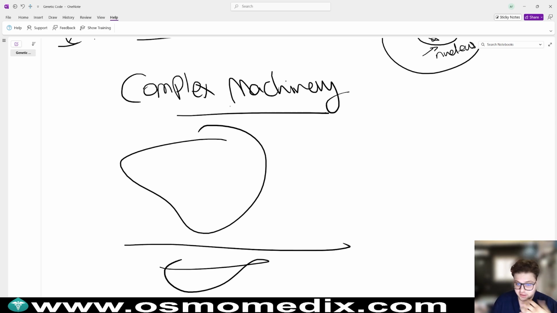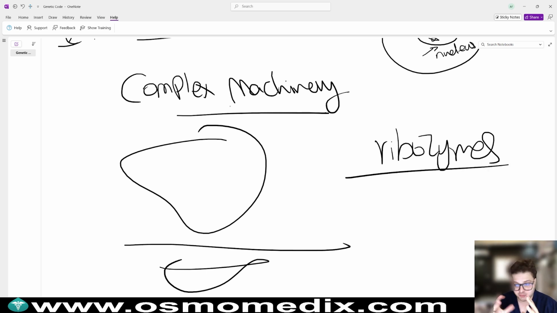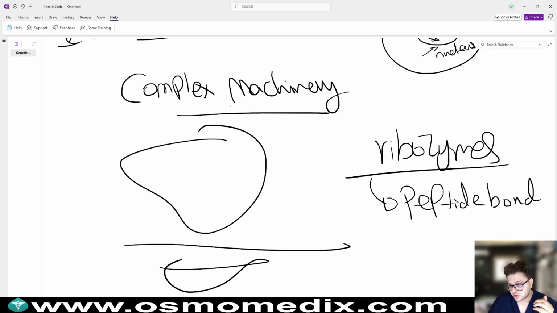So in this free demo, I'm just explaining that it's a complex machinery to form a peptide. They act as something called ribozymes. So they are made of RNA instead of peptides, and they help in the making of peptide bonds between amino acids, and they splice out the introns.